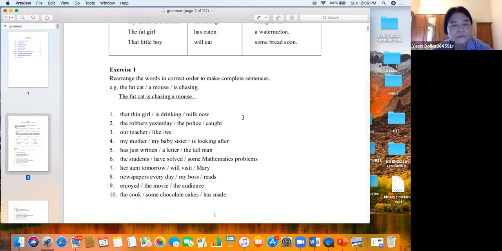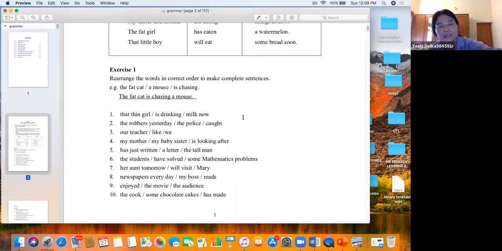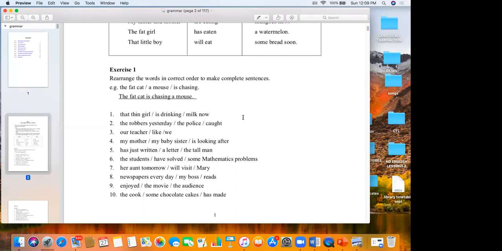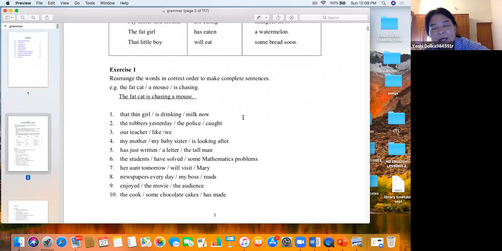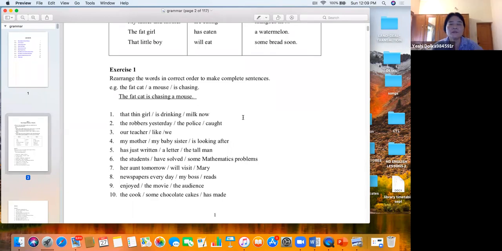The cook has made some chocolate cakes. Yes. The cook has made some chocolate cakes. If I say the cook made some chocolate cakes, what does it mean? The cook made chocolate cakes.